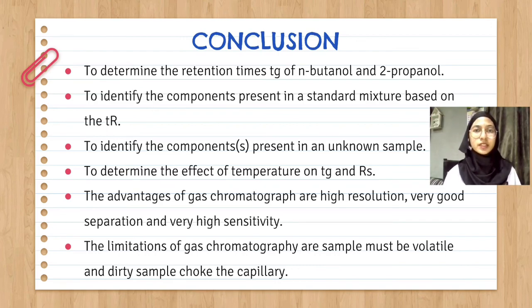The first objective of the experiment is to determine the retention times of N-butanol and 2-propanol. The second one is to identify the components present in a standard mixture based on the retention time. The third one is to identify the components present in an unknown sample. The last one is to determine the effect of temperature on Tc and Rs.